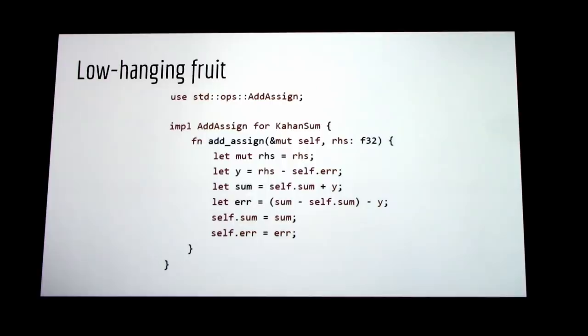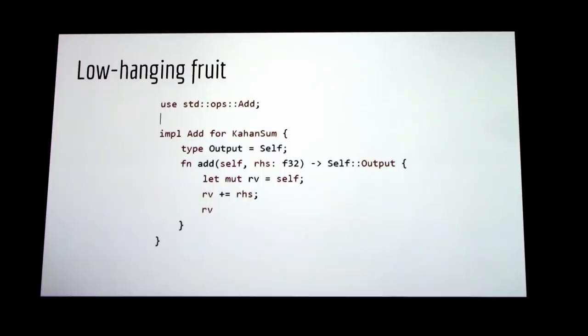So, we'll just take the code from our add method earlier and drop it into add assign here, and nothing has changed except for the top line there. We do have to say use std ops AddAssign to bring the trait into scope. Then we can just use add assign to implement add.